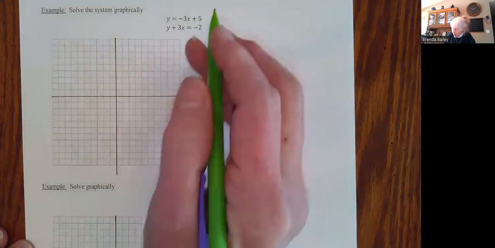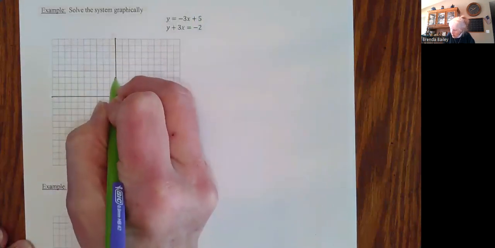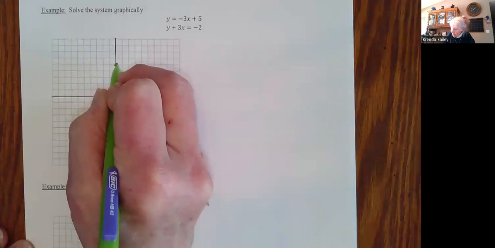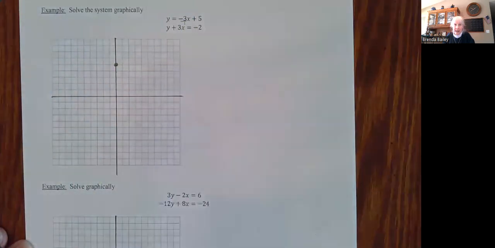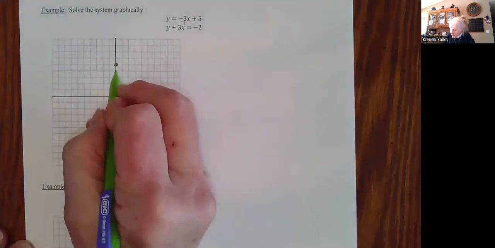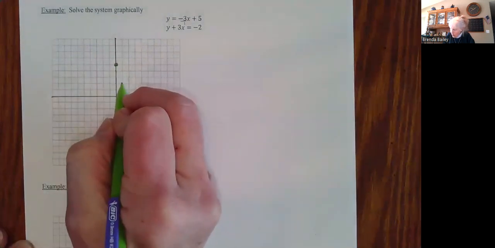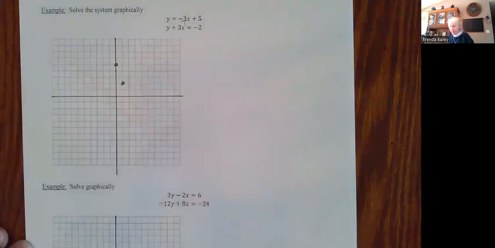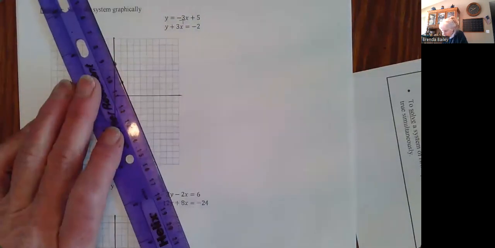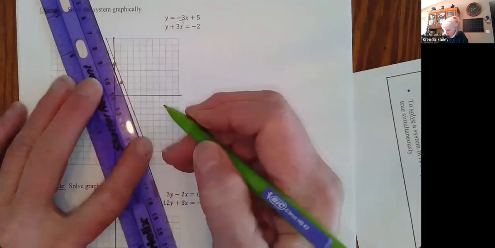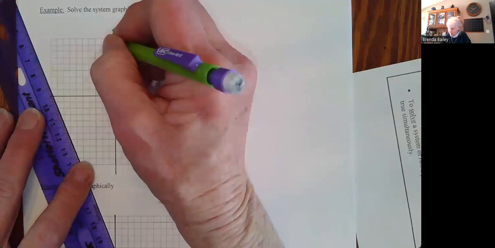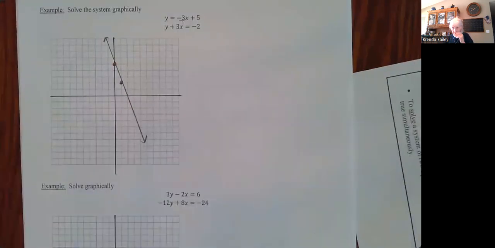There's our b, our y-intercept, 5. Now the slope is a -3 over 1. So we'll go down 3, 1, 2, 3, and over 1. And we'll connect it up. Here's my ruler. Awesome. That's close. Oh well, I probably should have moved it down a little bit, but hopefully we'll be able to figure it out.